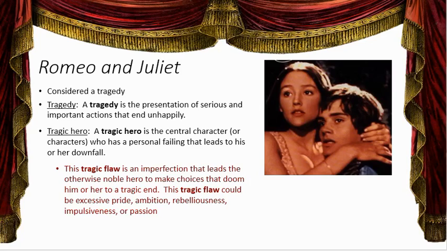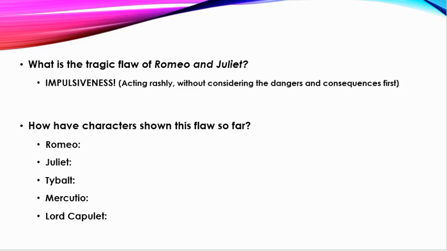In order to find a theme in a play, it's the opposite of the tragic flaw. So in our case, we've said if their flaw is being impulsive, they don't think through things, the opposite of that would be thinking through things, or we've titled it moderation. So the theme in the play is moderation. Since we've said the tragic flaw of Romeo and Juliet is impulsiveness, I want you to think through Acts 1 through 5, the entire play, and think about how the characters have shown this flaw so far.